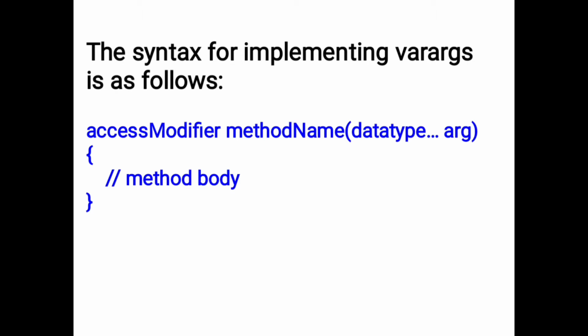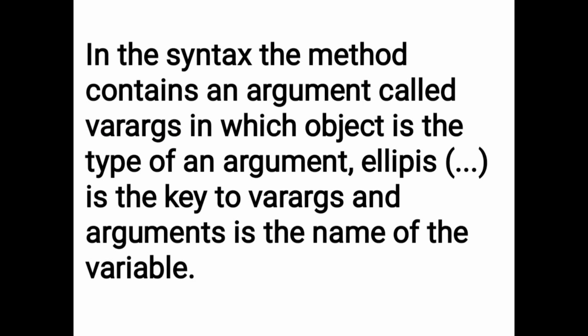Access modifier, method name, inside the brackets write the data type and three dots and the argument name, close the bracket, and next write the method body inside the curly brackets. In the syntax, the method contains an argument called varargs in which Object is the type of the argument, followed by the ellipsis symbol. Inside the brackets, the three dots are the key to varargs, and the argument is the name of the variable.